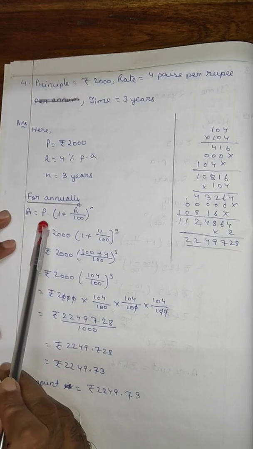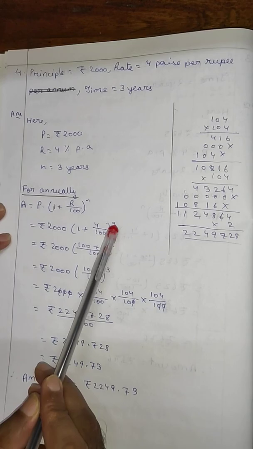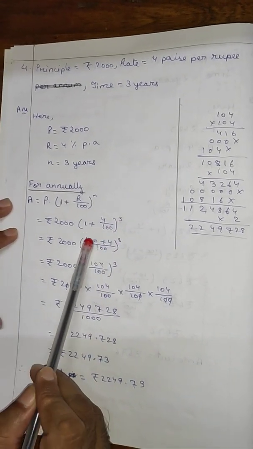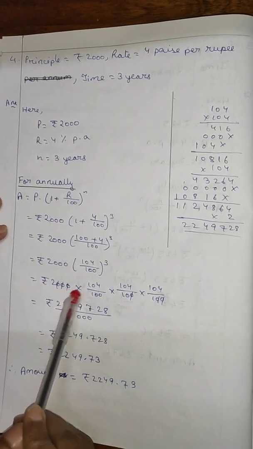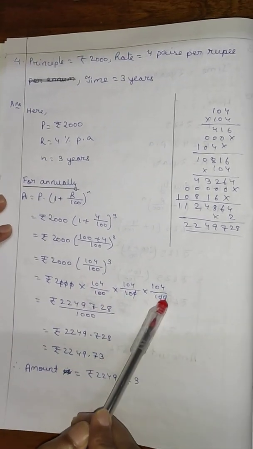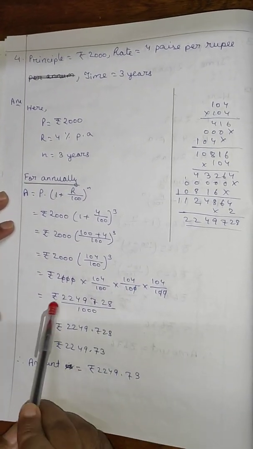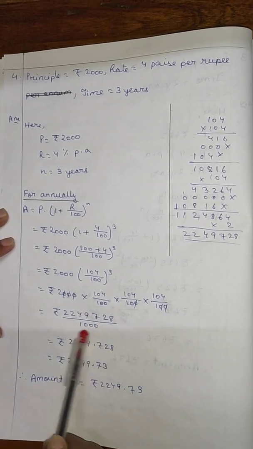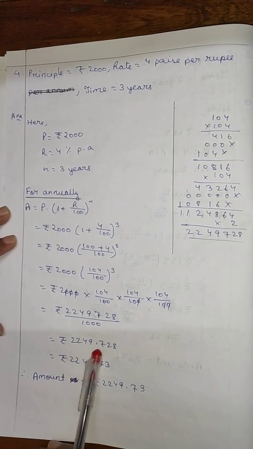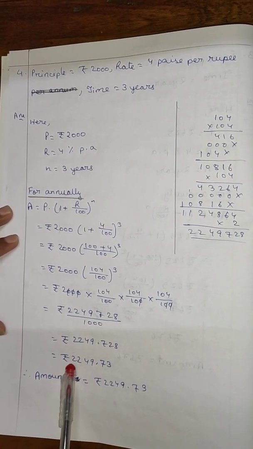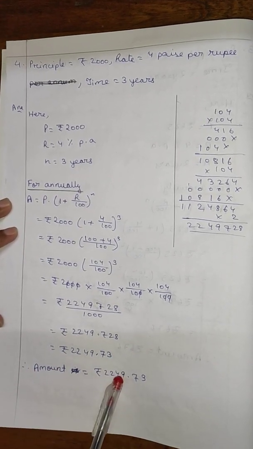For annually, A is equal to P into 1 plus R by 100 to the power N. Rupees 2000 into 1 plus 4 by 100 to the power 3. LCM 100, upside 100 plus 4, it becomes 104 by 100 to the power 3. So rupees 2000 into 104 by 100, 3 times you can write. All these 3 zeros cancel out, remaining don't cut, multiply: 2249728 divided by 1000. From the last before 3 digits you can put the decimal. So rupees 2249.728, approximately rupees 2249.73 because the third digit is more than 5. So that is your amount.